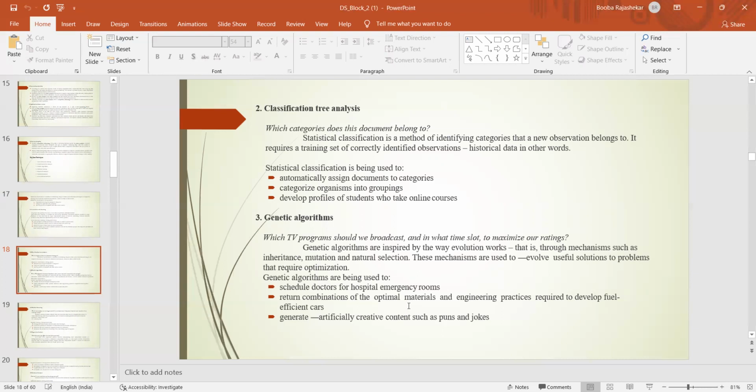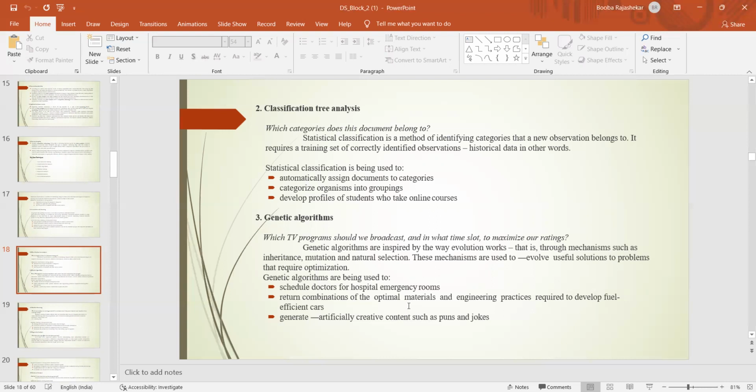Next one, genetic algorithm. What is a genetic algorithm? Which TV programs should be broadcast, at what time and in which slot, for the maximum rating? These are the findings. Genetic algorithms are inspired by the way evolution works, with mechanisms such as inheritance, mutations, and natural selection. These mechanisms are used to evolve solutions to problems that require optimization. So we use the genetic algorithm for optimization techniques. What is the use of genetic algorithms? We have to evolve the work.